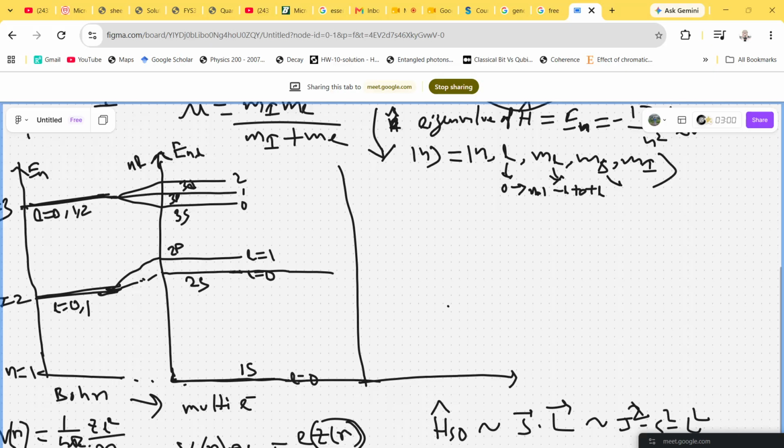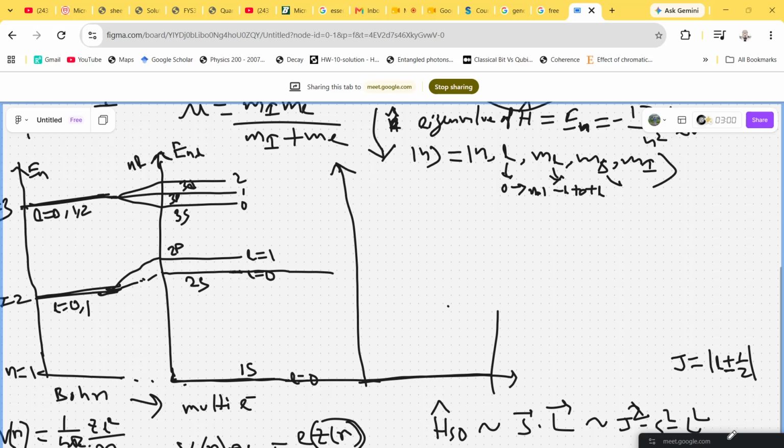L equals to 0 level. If L equals to 0, nothing will happen. What is J? For L equals to 0, J equals half only, because the electron has spin half. So J can go from L minus half to L plus half. If L equals to 0, J has only one value, that is half, so it will not split further.